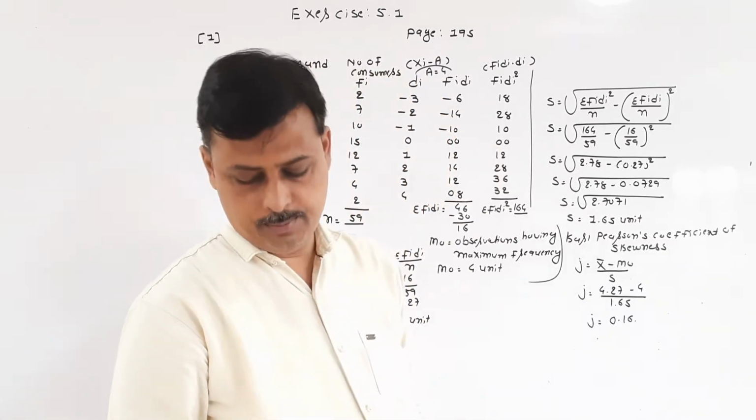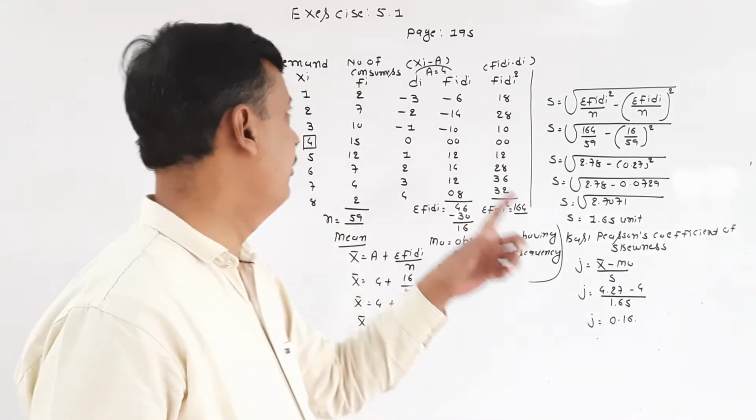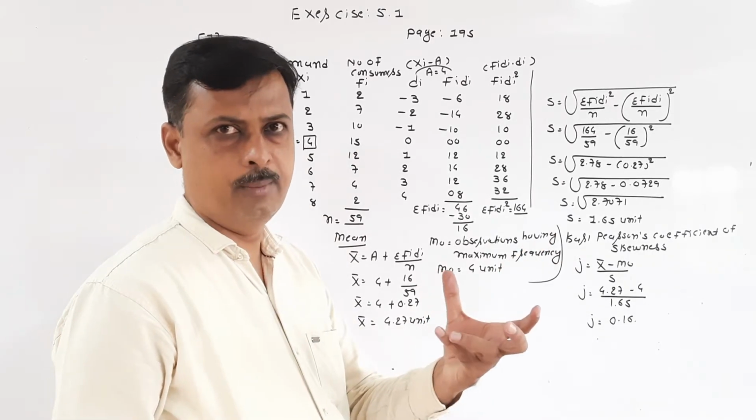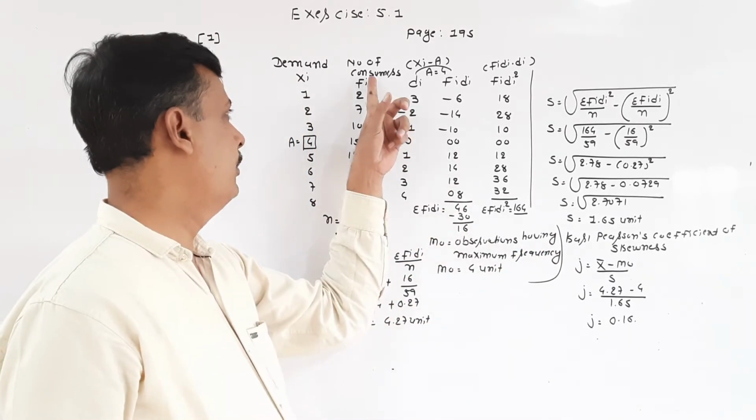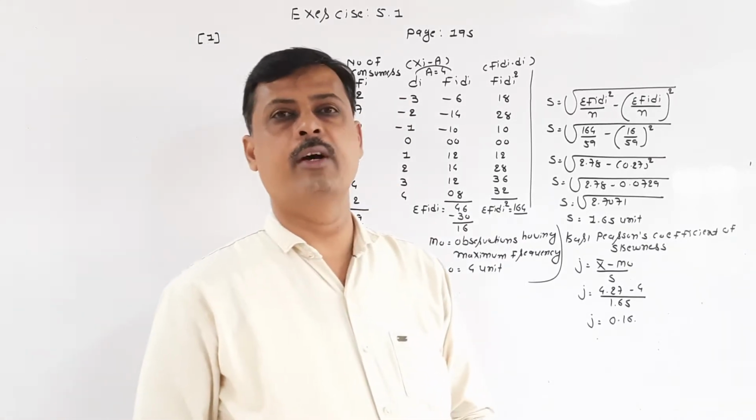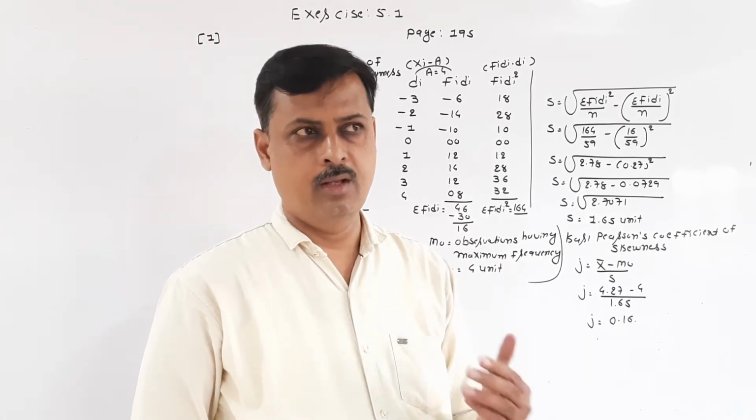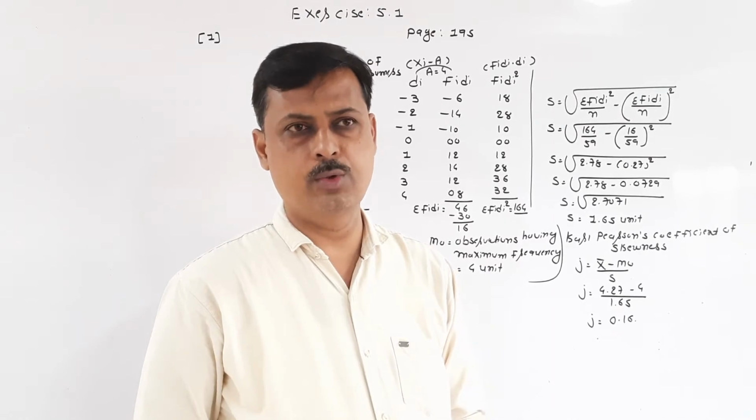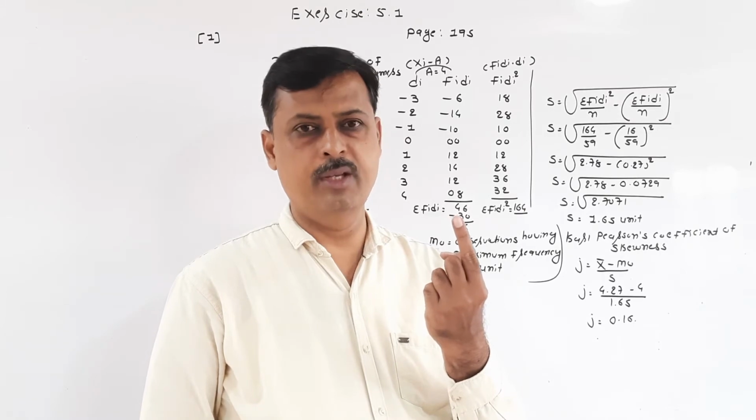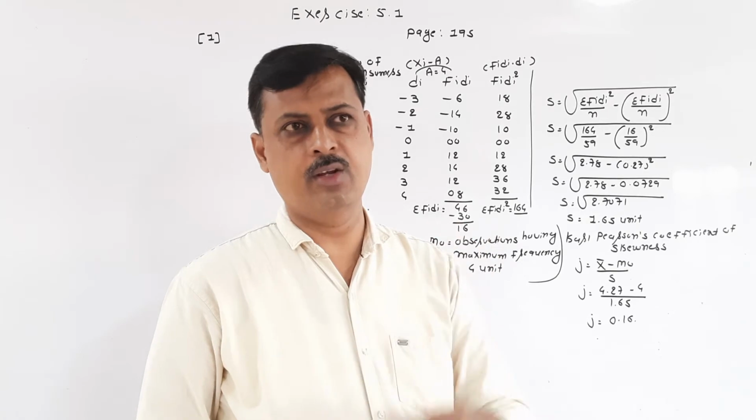Again, I repeat this example. In this example, demand of milk is given in units, or you can say pouches. Milk comes in a pouch. And number of consumers is the frequency. In this example, we have to find Karl Pearson's coefficient of skewness. And for Karl Pearson's coefficient of skewness, three measures we have to find. First, mean is required, mode is required, and standard deviation is required.